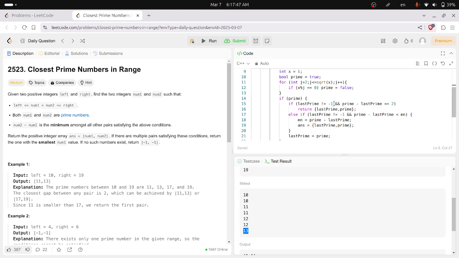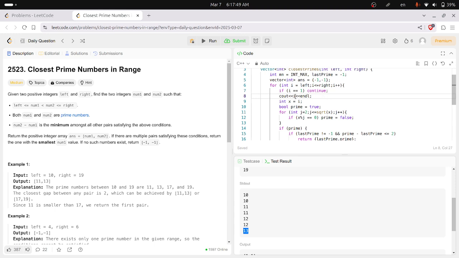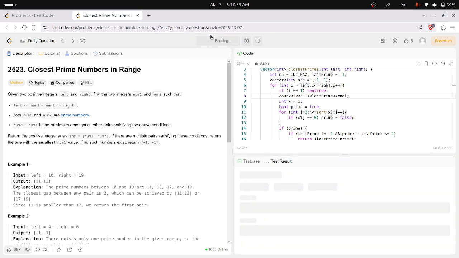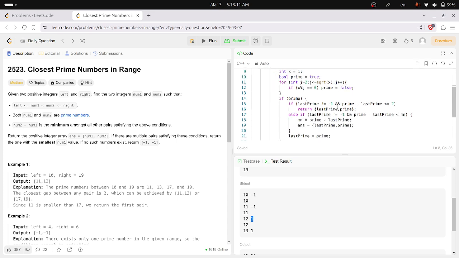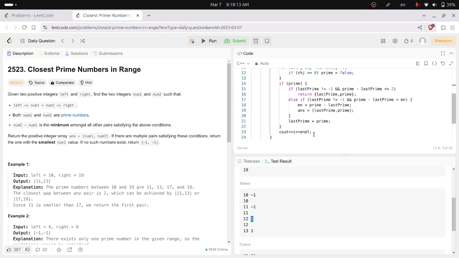So last prime should not be 1. Let's print the last prime. Last prime should not be 1. Last prime is -1 but I'm getting 1 here. Okay, I'm storing the variable prime, which is just so bad.